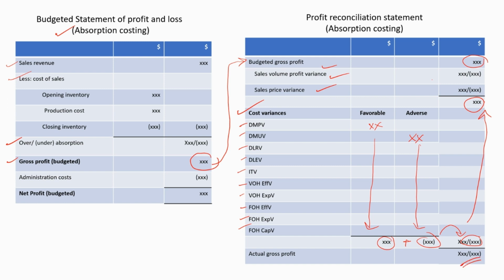This can be a positive value or a negative value. If it is a positive value, it is a profit. If it is a negative value, it will be a loss. So this is how we reconcile the budgeted profit under the absorption costing system.